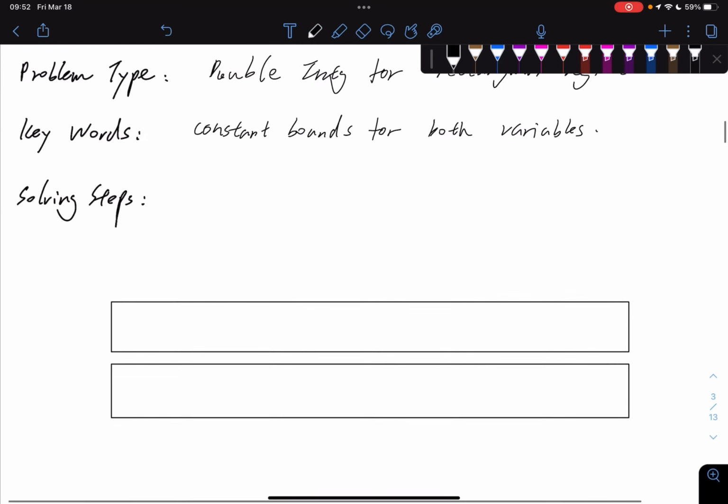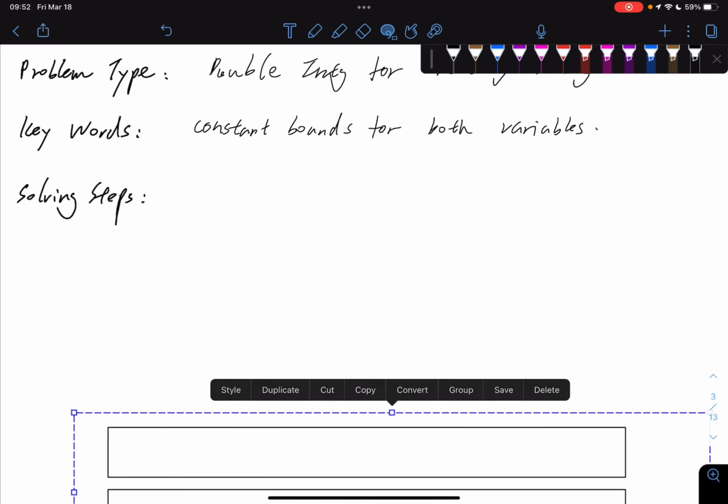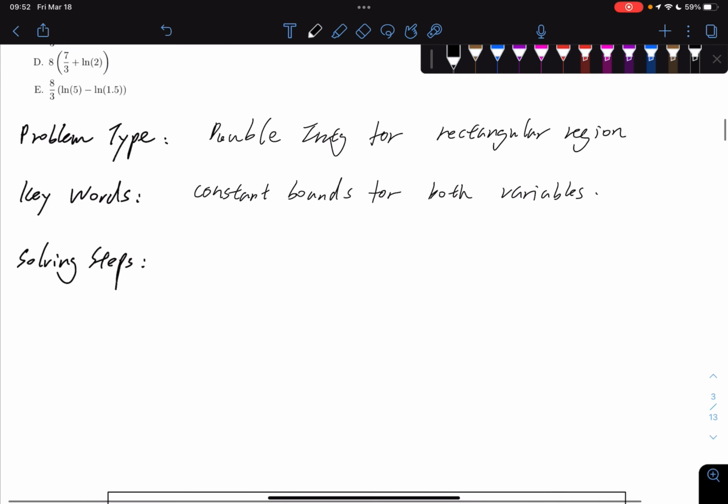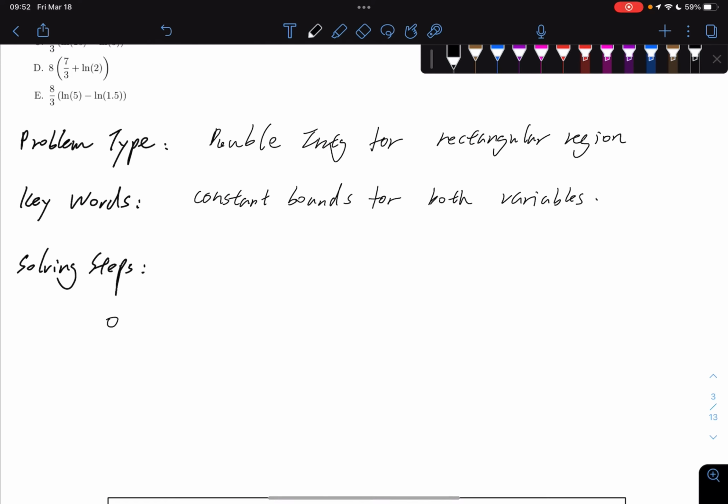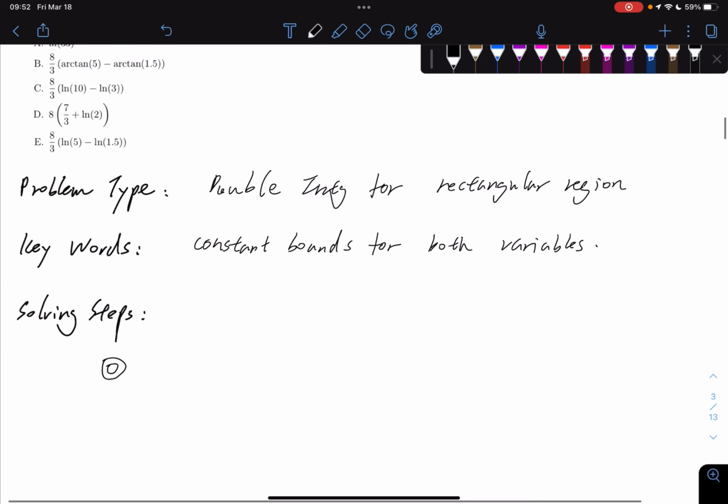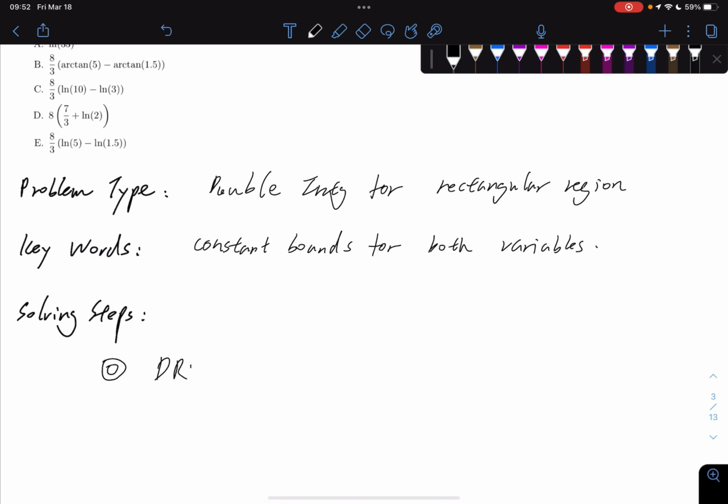But before I show you these two steps, I'm going to tell you that step 0 is for any type of double integral or triple integral problem. As easy or as hard as it is, I would highly recommend you draw the region out. So in this case, I'm going to do the same. Draw the region.